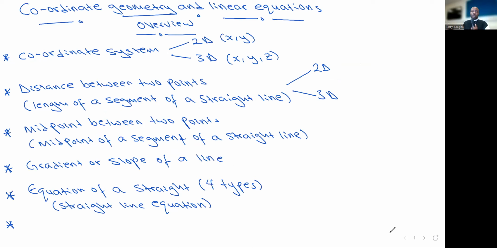I'm going to introduce the concept of the coordinate system. I'm going to introduce how you find the distance between 2 points. When you've found the distance, how do you then find the midpoint? After that, we'll build up to gradient. How do you find the gradient of a line? Then we'll move to the equation of a line. There are 4 types. How do you calculate the equation of a line?